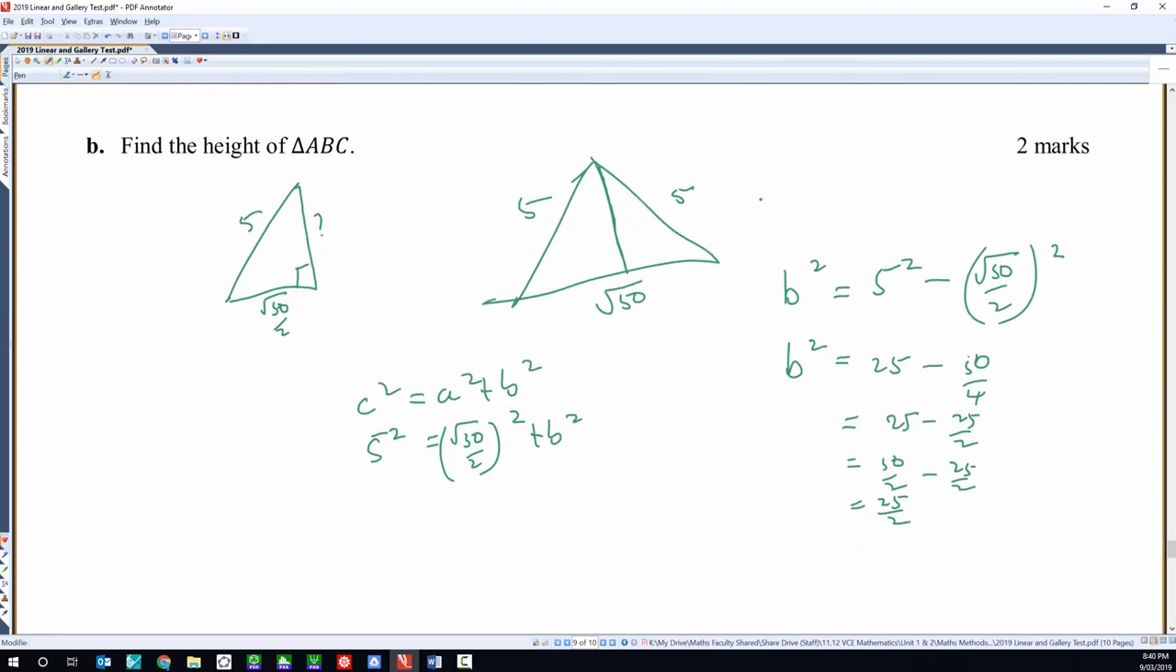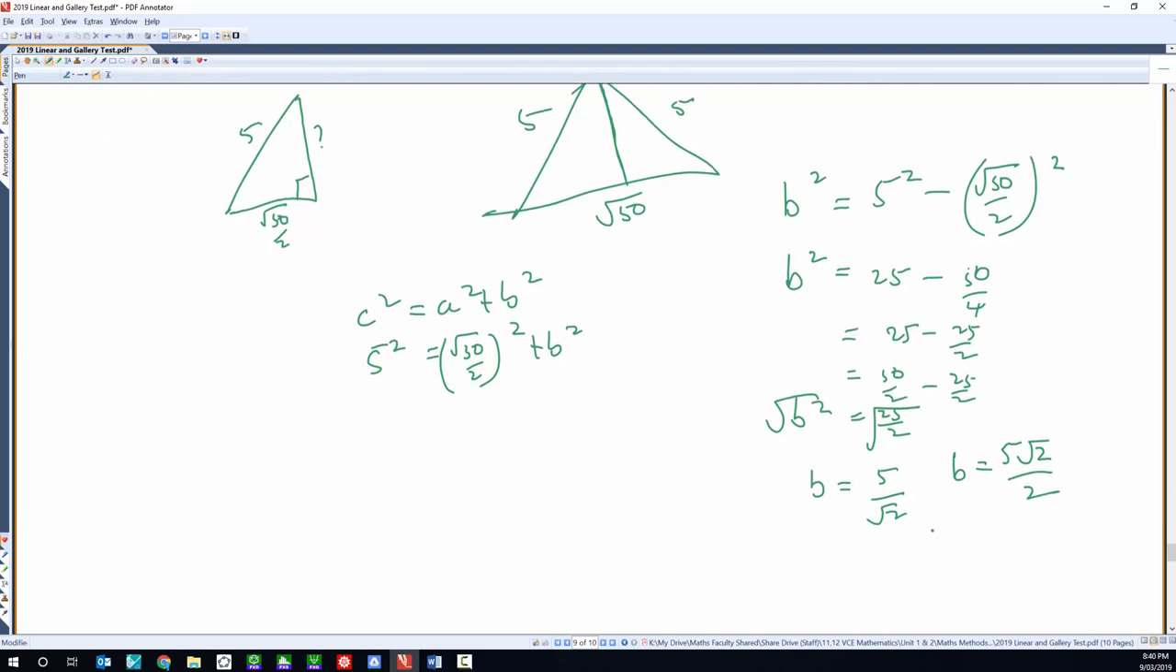Okay, and then that's B squared, where we then square root both sides, which is B equals 5 over root 2, or if you want to rationalize, which you don't have to do, B equals 5 root 2 over 2. So that's the height, and that is that many units.